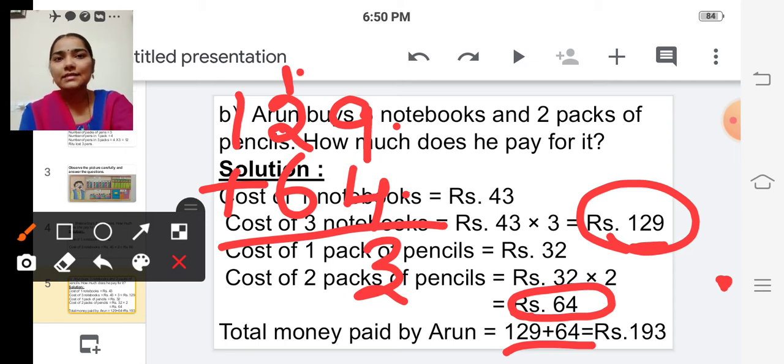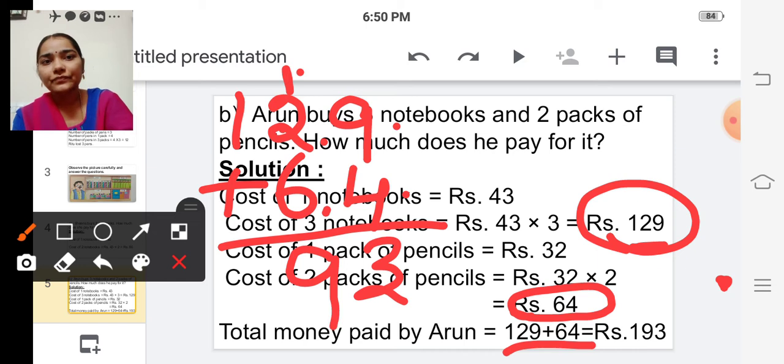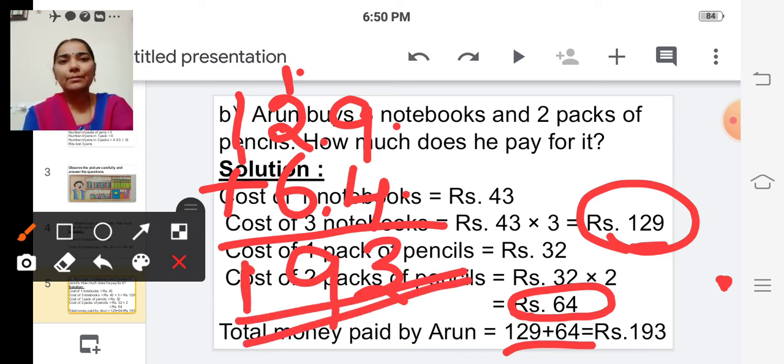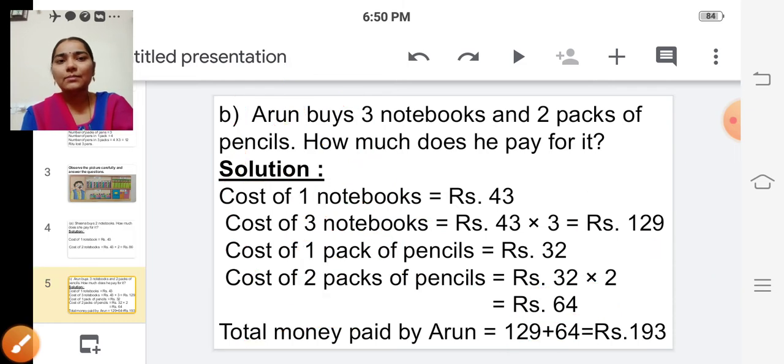2 plus 1 is 3 and 3 plus 6. 3 in the mind, 6 in the finger. After 3, 4, 5, 6, 7, 8, 9. So write that 9 here and write this 1 here. So the total amount he pays is rupees 193. So total money paid by Arun is 193. Is it clear?